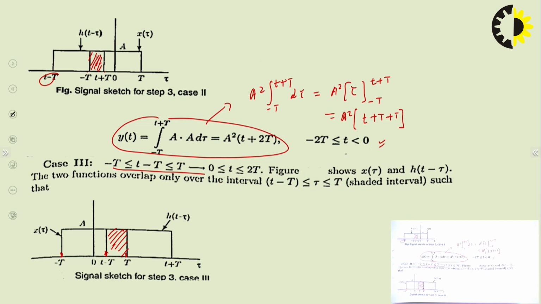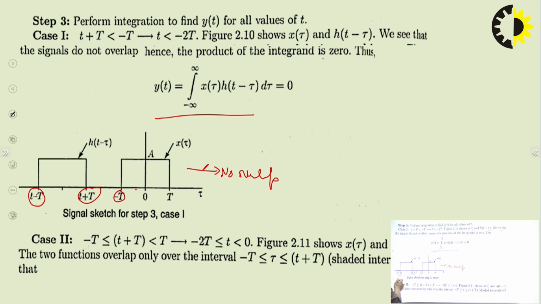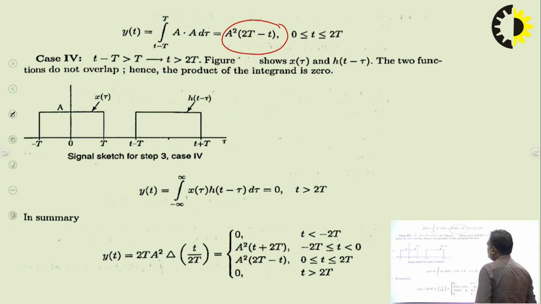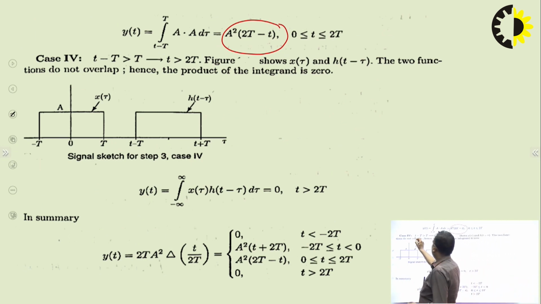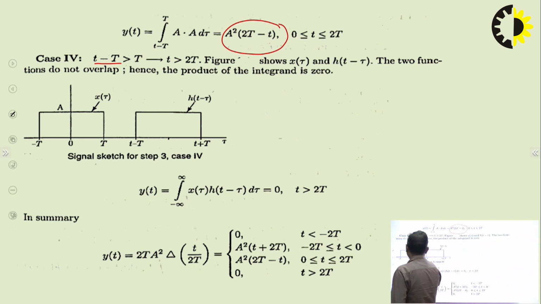And the next situation is when this t minus T point will be beyond the point T. So again there will be no overlap. This is the last condition, where we find that small t minus capital T is greater than capital T. You can see the situation: in this case again there will be no overlap. If there is no overlap, the area y(t) is again 0.